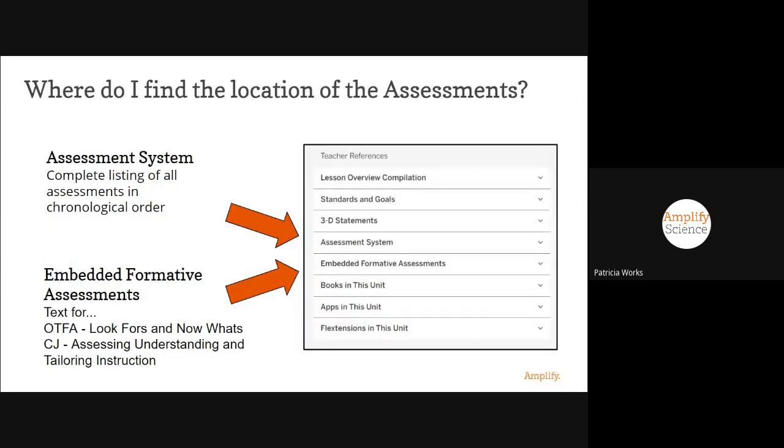There are 2 unit documents that provide detailed information about the assessments: the assessment system document and the embedded formative assessments. The assessment system contains a complete listing of all assessments in chronological order. The embedded formative assessments contain the complete text for the on-the-fly assessments with what you're looking for, and then with the now what sections, and the critical juncture assessments with assessing understanding and tailoring instruction sections.